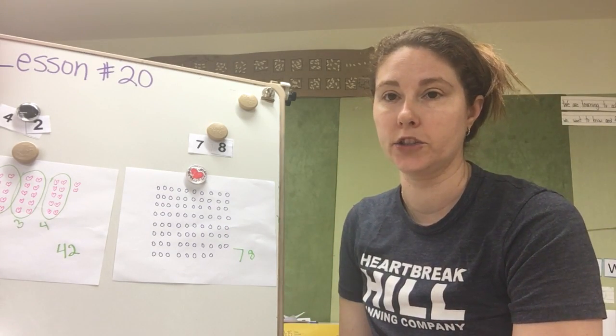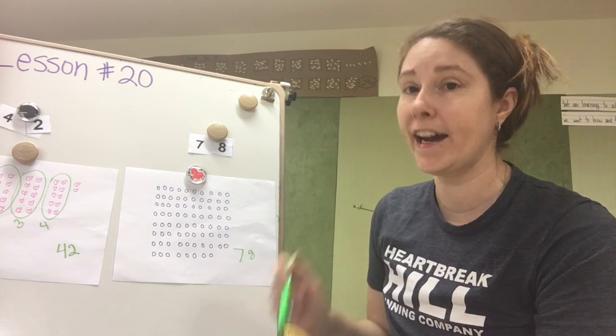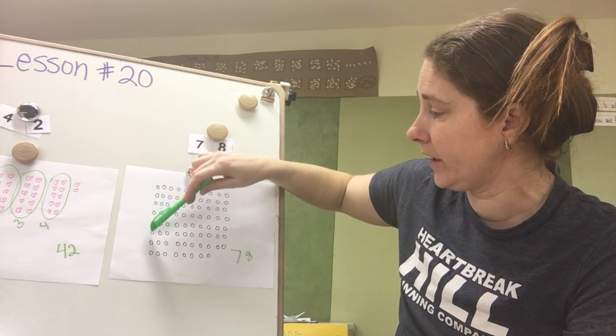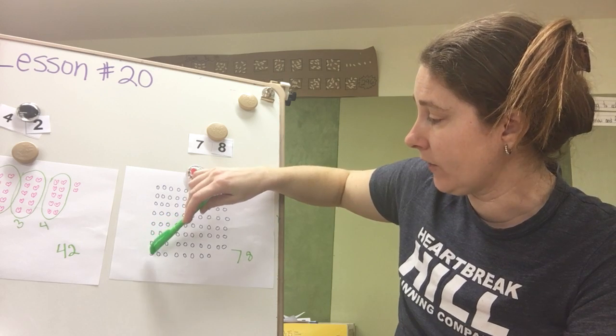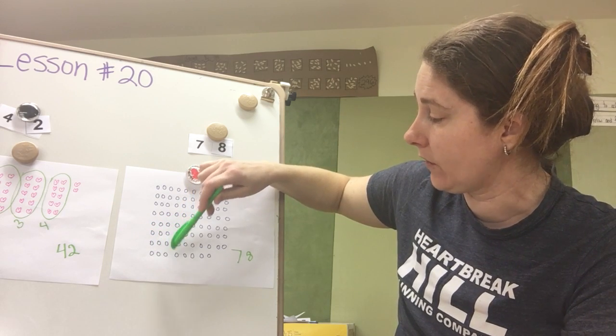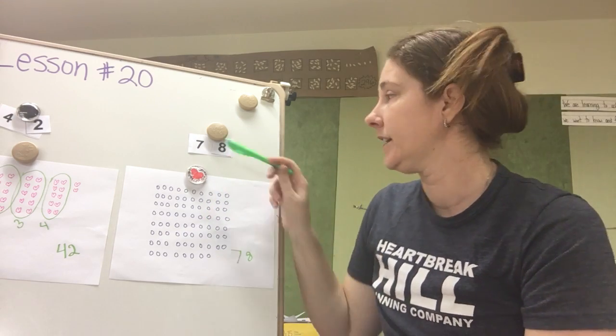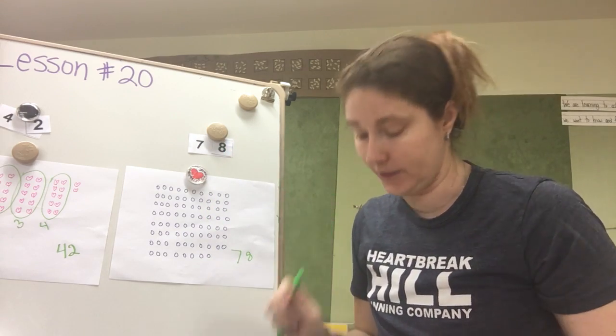78 dots are on that page. A fast way of counting. 10, 20, 30, 40, 50, 60, 70, 71, 72, 73, 74, 75, 76, 77, 78. 7 tens and 8 ones.